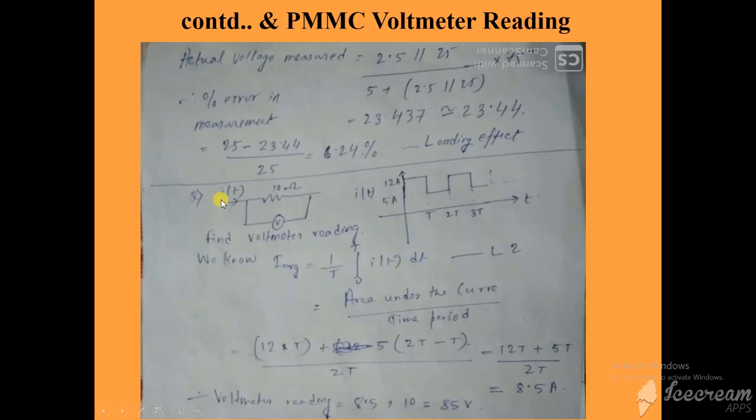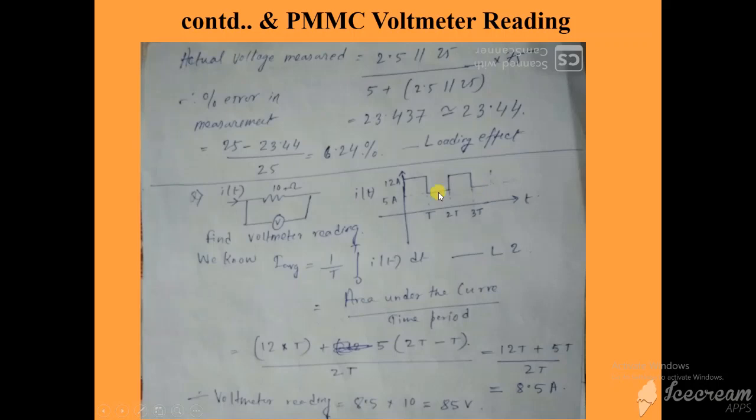You just see here, this is a current IT, right? And a voltmeter is connected across a resistance. So we need to find this voltmeter reading. What will the voltmeter read? The voltage drop across this resistance. This value we know, 10, and if we know this current, then 10 into this current will be the voltmeter reading. Now see the current waveform.